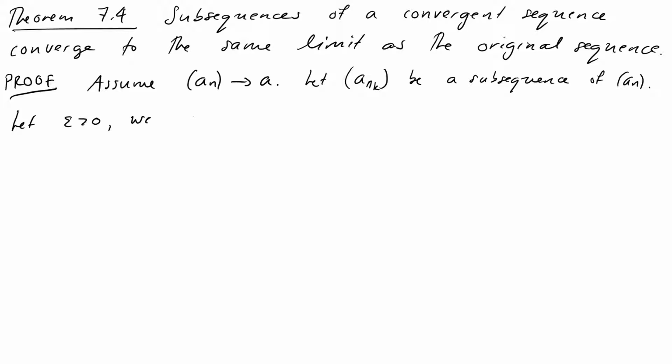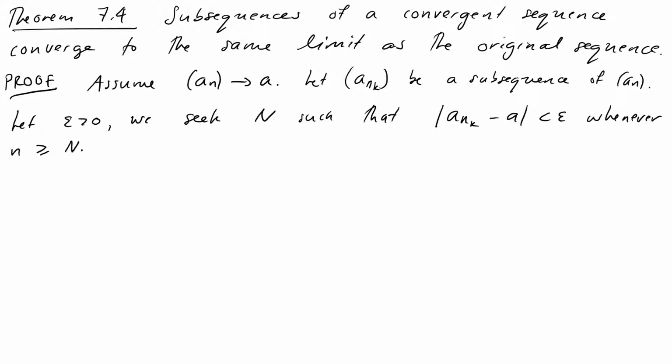We seek, okay, I'm doing the sleepwalking part of the proof, we seek N such that the absolute value of a_{n_k} minus A is less than epsilon whenever k is greater than or equal to N. And we want to use the convergence of a_n somehow to do this. Well, actually, it's really easy. We're just going to choose the N to be the one that makes a_n be within epsilon of A. I'm not even going to bother writing this separately this time because it comes out pretty quickly.